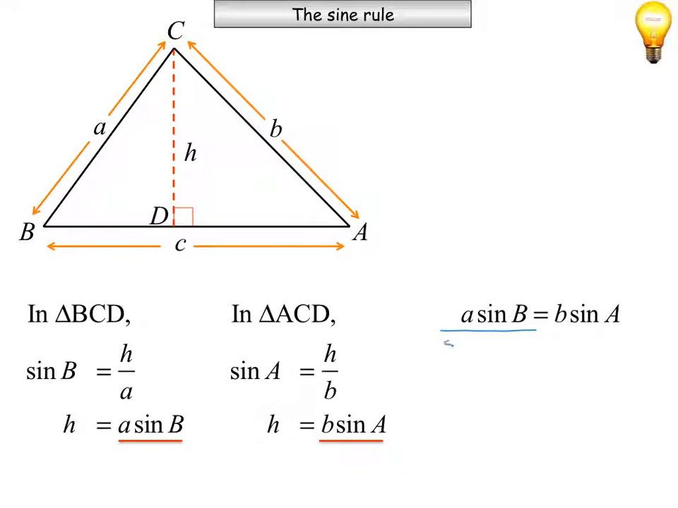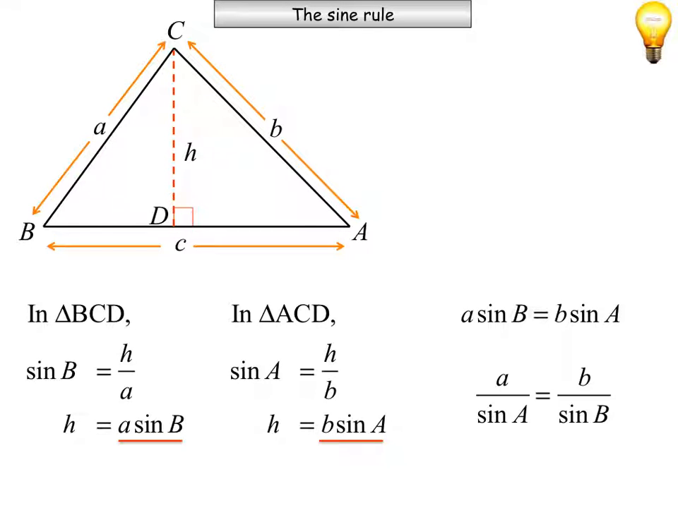Now, what we can do from here is divide both sides by sine A sine B, and we do that to both sides of our equation. Now if we do that, the sine B there and that sine B will be cancelled, so will that sine A and that sine A. So essentially what we've got left on the left hand side is a over sine A, and on the right hand side we've got b over sine B. That's all we have left. So that is our expression for the sine rule. That's what we end up getting.